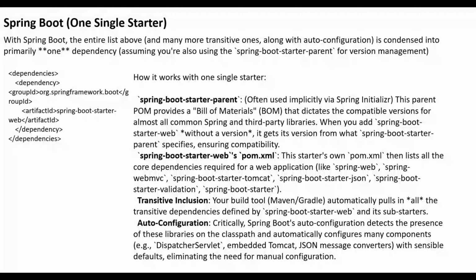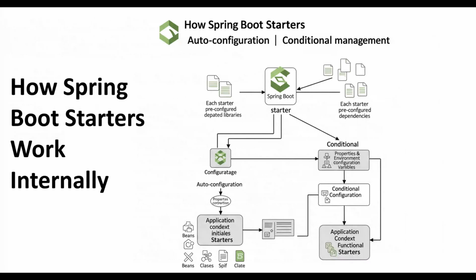Okay, now it will also do the auto configuration based on the presence of libraries in your class path, and automatically configure, like there is a dispatcher servlet. It will configure your Tomcat. It will give the JSON message converter. So it will eliminate the manual configuration here.